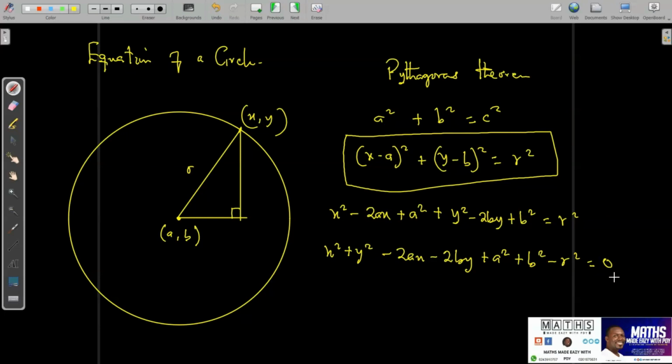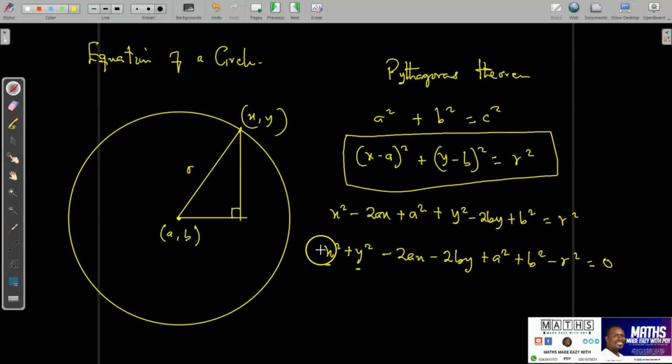Does it make sense? Yes, it makes sense. Good. So there is something so special about every equation of a circle. Whenever you see it, it should tell you that this is an equation of a circle. And one major characteristic is that for every equation of a circle, the coefficient of x squared and the coefficient of y squared are the same.